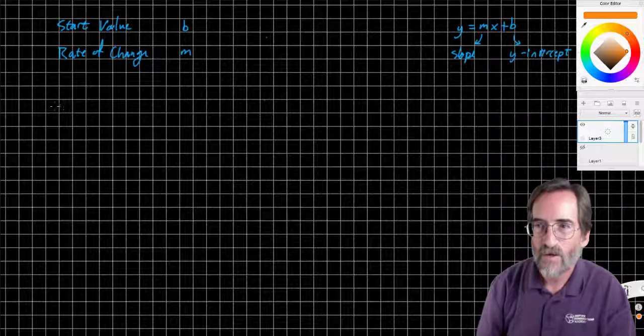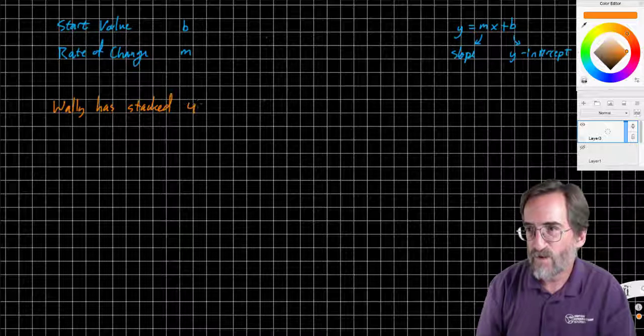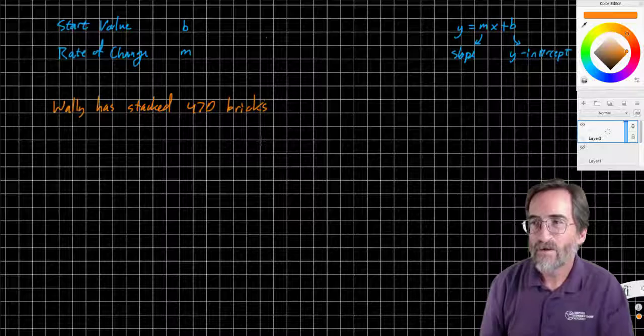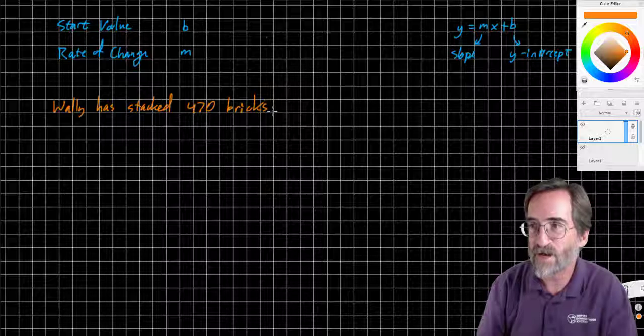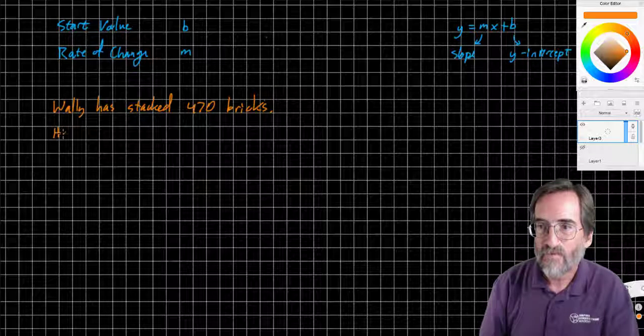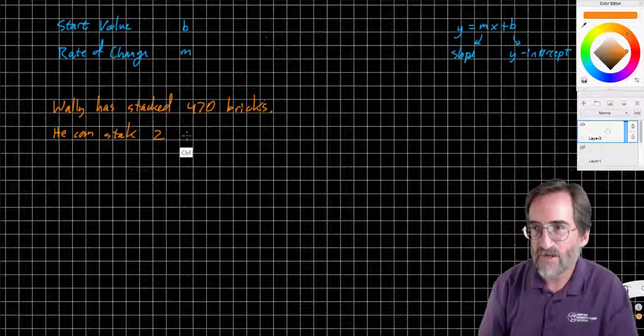So, for example, Wally has stacked 470 bricks. Okay, right? So that obviously is our start value. He's already got so many bricks stacked. He can stack 8 bricks a minute.